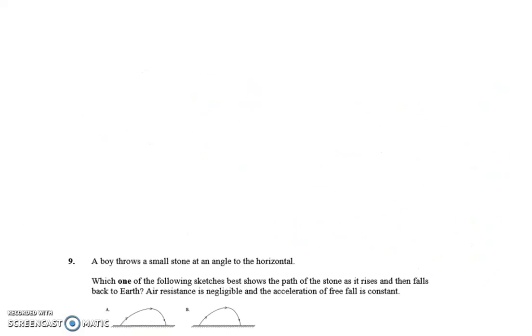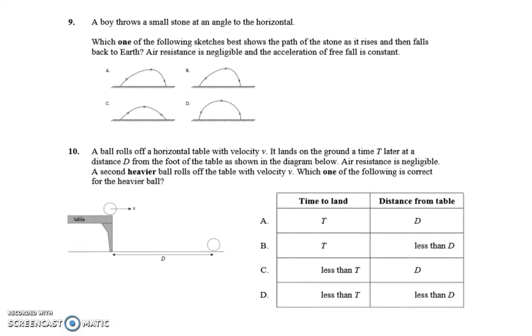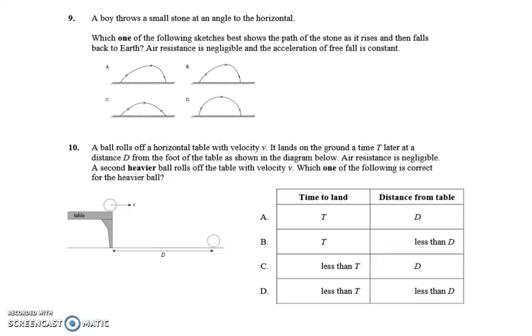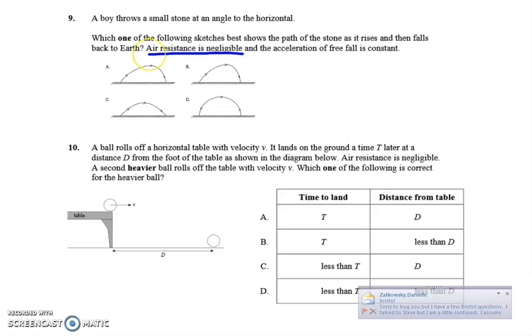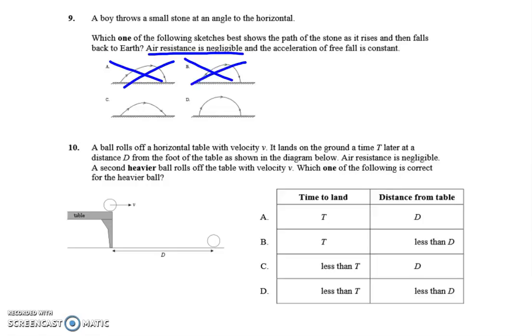All right, the next one, which is actually an IB question, is a boy is throwing a small stone at an angle to the horizontal. Which one of the following sketches best shows the path of the stone as it rises and then falls back to earth? Air resistance is negligible, and the acceleration of free fall is constant. Okay, so this is important. Air resistance is negligible, meaning it does not have a factor. So first of all, A and B are not going to be correct choices because that shows an influence of air resistance. So now we have to choose between C and D.